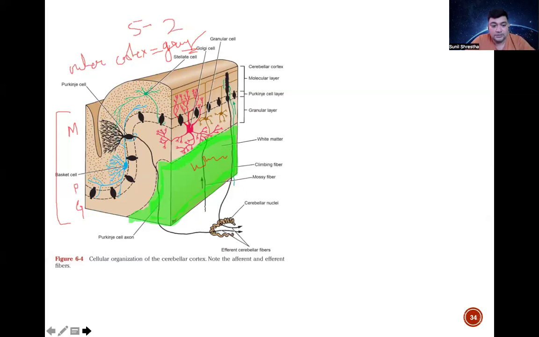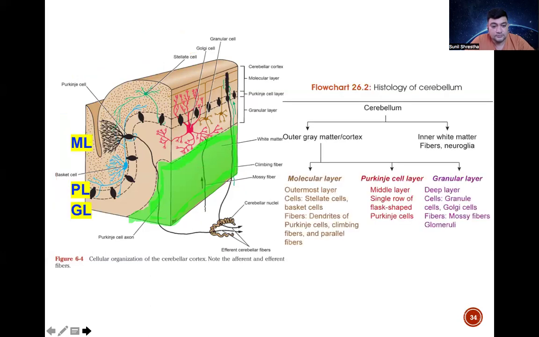Now, if you see the flow chart in the histology part, we have discussed the molecular layer, Purkinje layer, and granular layer. So if you want to draw the histology of the cerebellum, you can just write this flow chart. It will be quite easy to understand. Whenever you discuss the white matter, it basically consists of neuroglial cells. These are the supporting cells present here in the white matter.